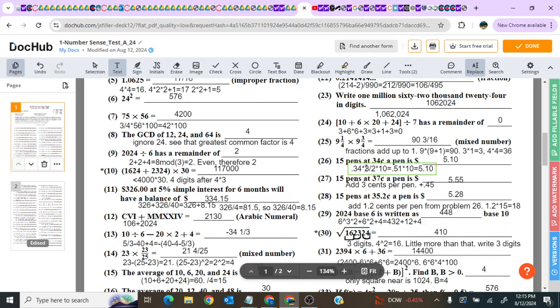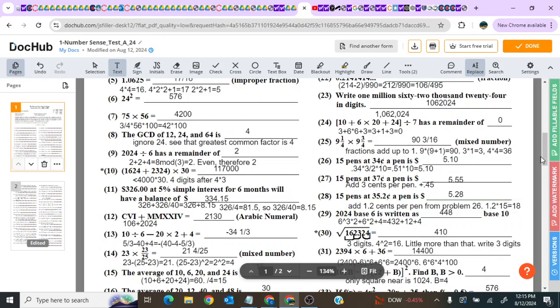27, 15 pins at 37 cents a pin is what? Same process as before. Actually, no, because you can take 26. You spent 3 cents more per pin, so add 3 cents times 15, so add $0.45 to get 5.55. Then 28 is similar. You're adding 1.2 cents per pin from problem 26. 1.2 times 15, same process as before, gives you 18. Add 18 cents.